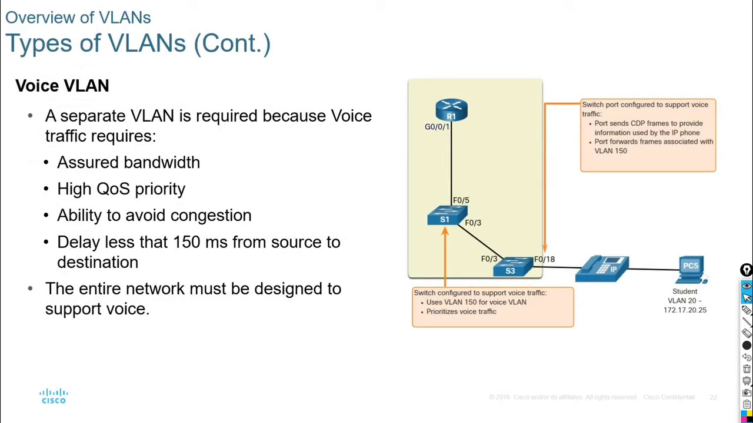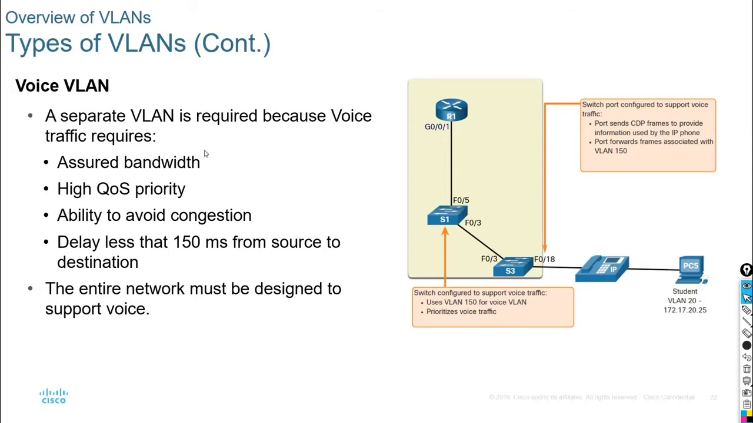Continuing with the types of VLANs, the voice VLAN. A separate VLAN is required because voice traffic requires this. We support VoIP, so it assures bandwidth, high quality of service priority, the ability to avoid congestion, and delay of less than 150 milliseconds from source to destination. The entire network must be designed to support VoIP voice.